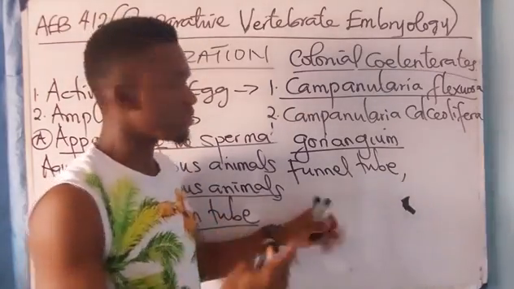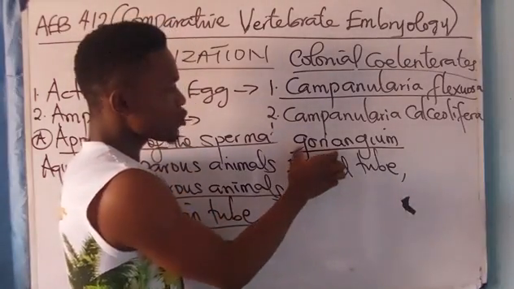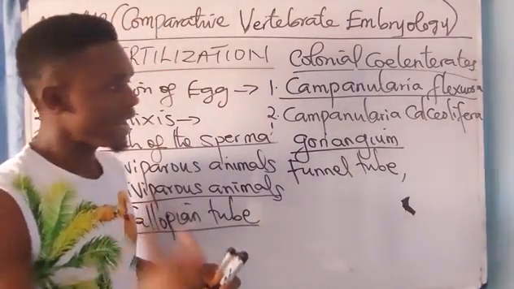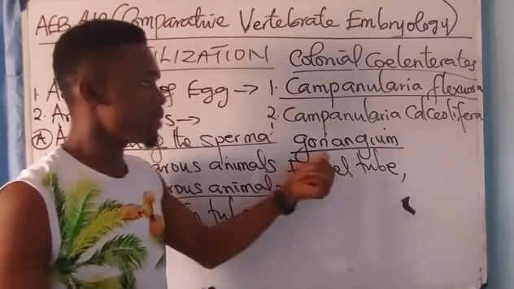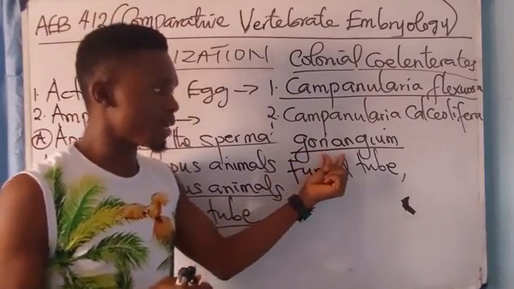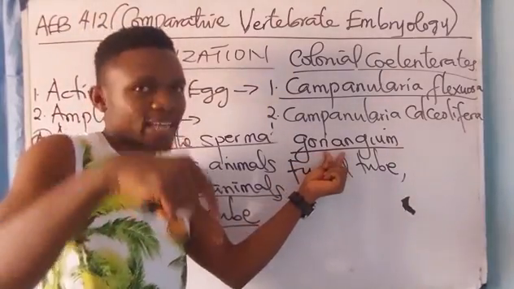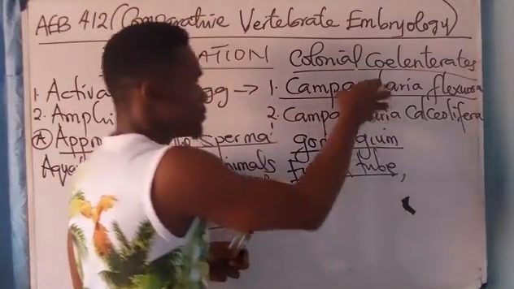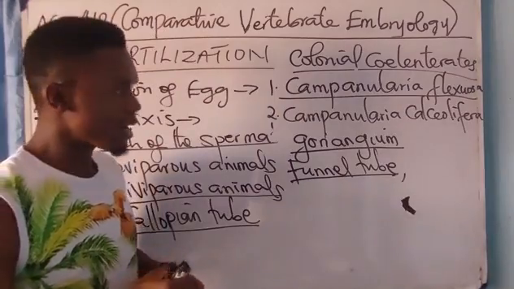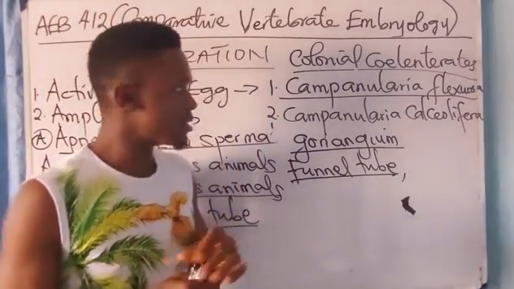Now, how does it take place? This gonangium of the female enhances the activity of the sperm. That is, it attracts the sperm. As soon as it attracts the sperm, the egg itself will not get deposited inside the funnel of these organisms.